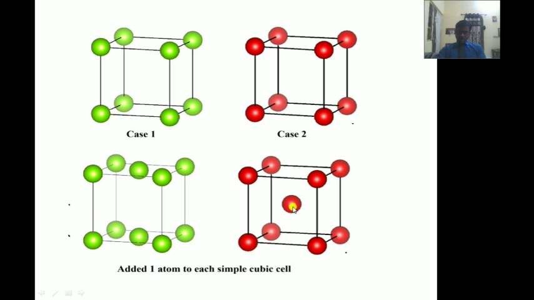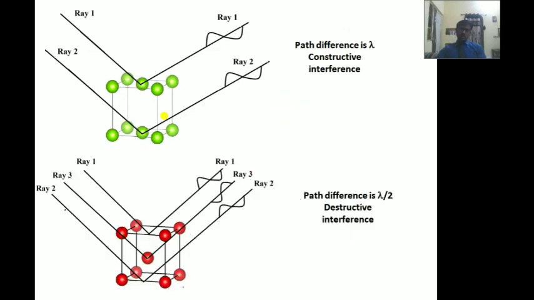In case 2, I also add only one atom in the simple cube, but I put this atom in the center of the body. But here I put the atom in the top and bottom of the face. So I added one atom to each simple cubic. Now see what difference occurs in the structure or diffraction pattern.